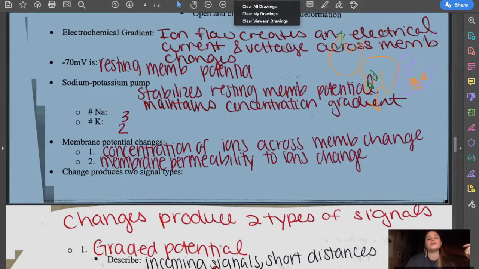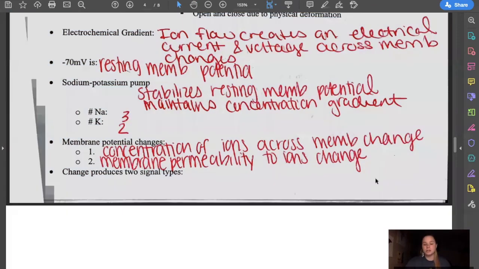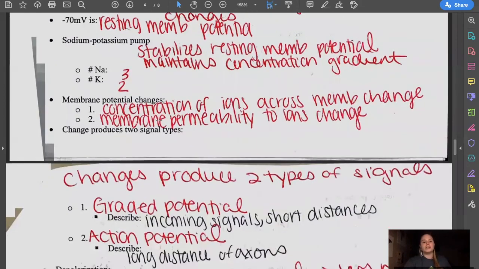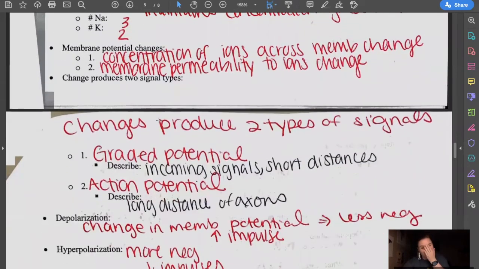So pretty much the point of me saying that is it just maintains the concentration gradient by making sure that enough ions are moving so that we stay at resting membrane potential, okay? So the sodium potassium pump, we have 3 sodiums for every 2 potassiums. So if we let out 3 sodiums, we're going to bring back 2 potassiums, right? So these are our ratios, okay? So the membrane potential changes, right? So the concentration of ions across the membrane changes and the membrane permeability of ions changes, okay? So that's how we get a potential.